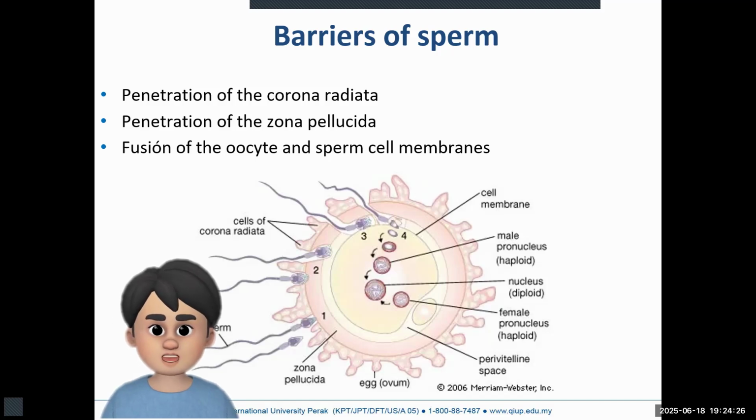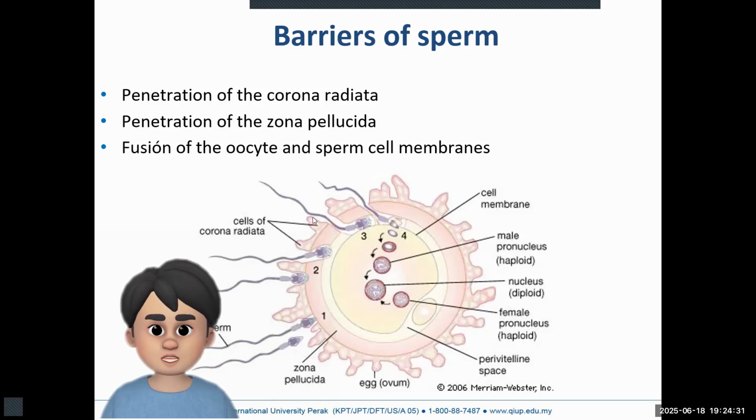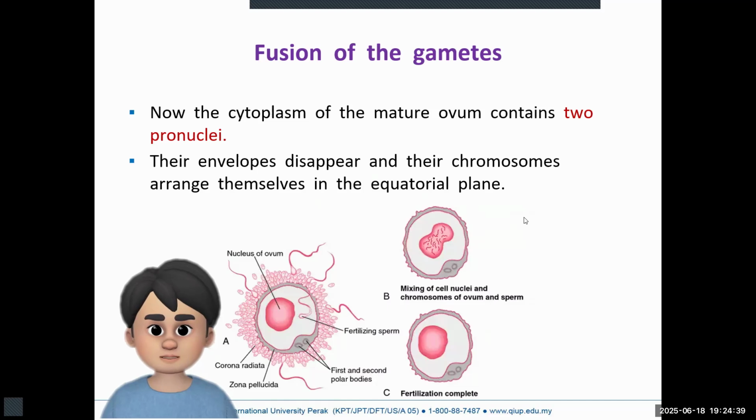You can see that the corona radiata is the outer layer, and you can see projections. After that you get the zona pellucida. So a lot of sperm stop from here. Only one can go in. Right. Fusion of the gametes.